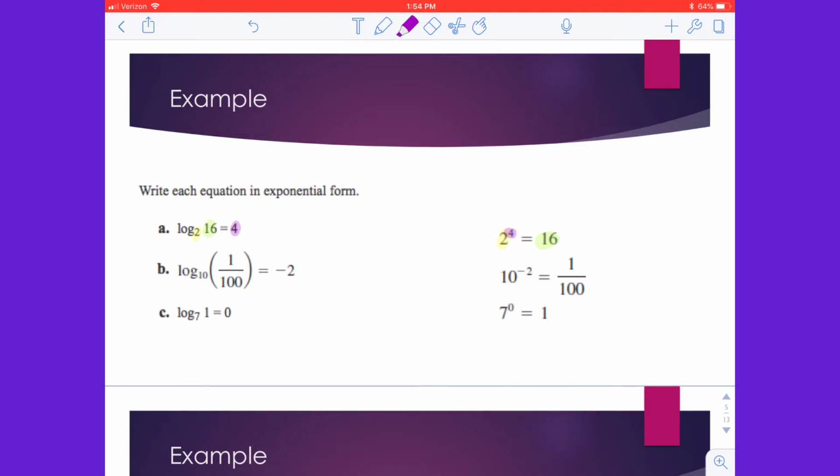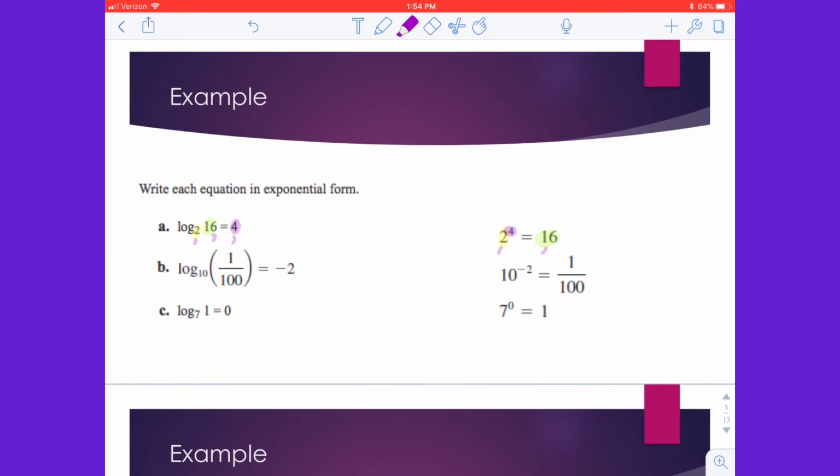So you just want to go through each of these and become comfortable with understanding that the base of a log is the base of an exponential form. The argument of a log is the answer in exponential form. And the answer in log form is the exponent in exponential form. And you'll see that that follows for letter B and for letter C.